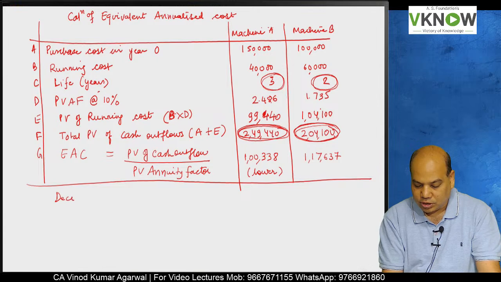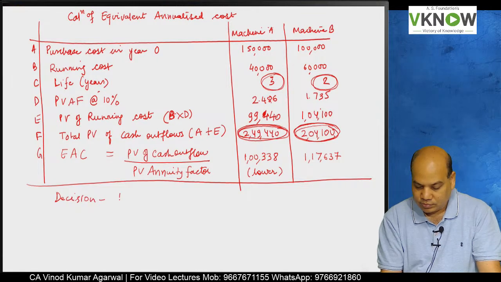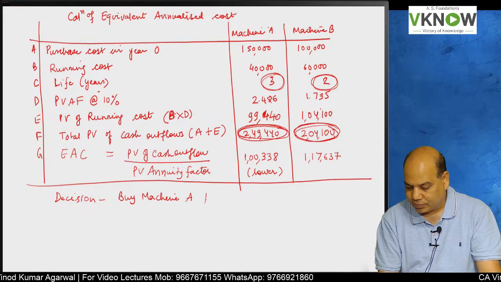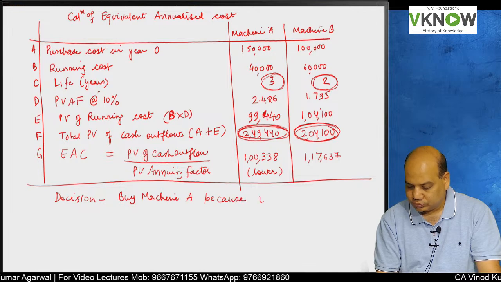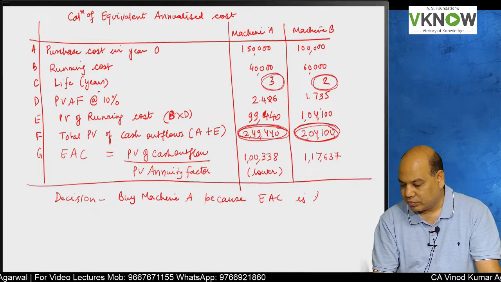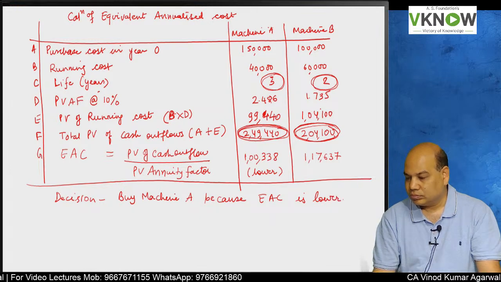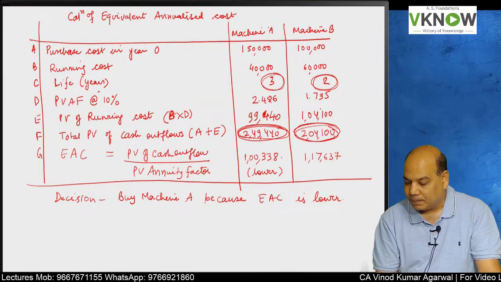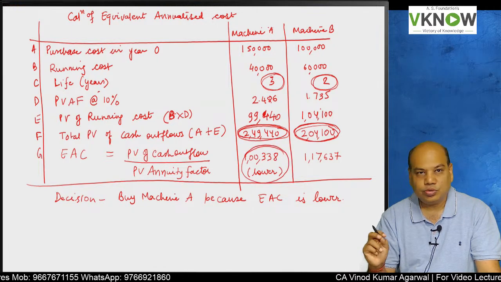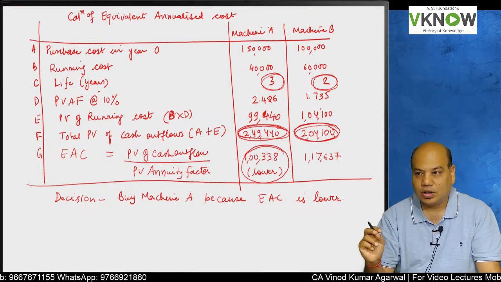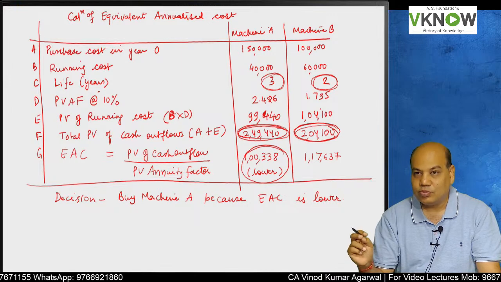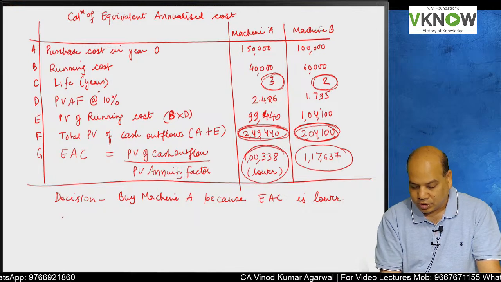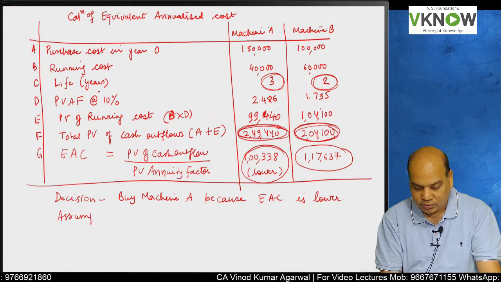So what is the decision you will write? Decision will be buy machine A because EAC is lower. Okay? Because EAC is lower. It means per annum usage cost of machine A is 1,03,38, whereas per annum usage cost of machine B is 1,17,637. And what are the assumptions we are making here?